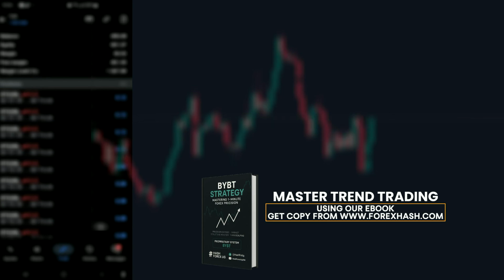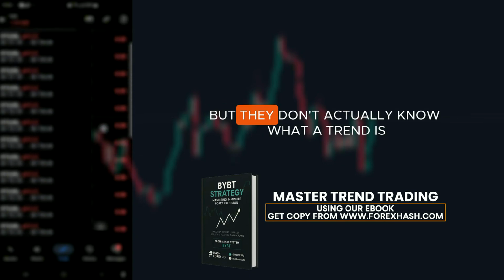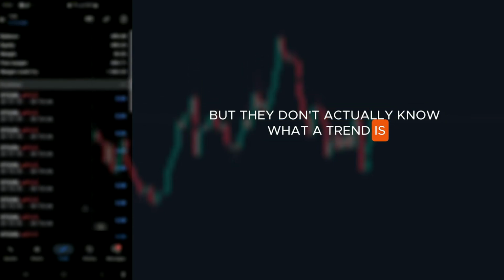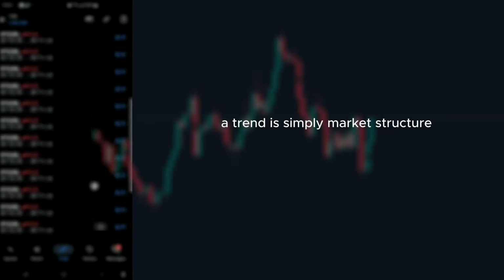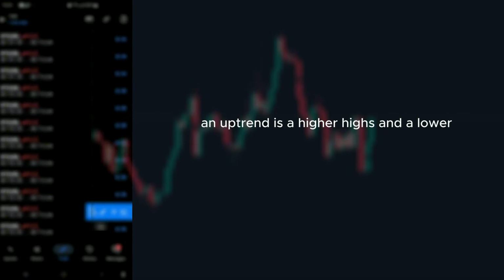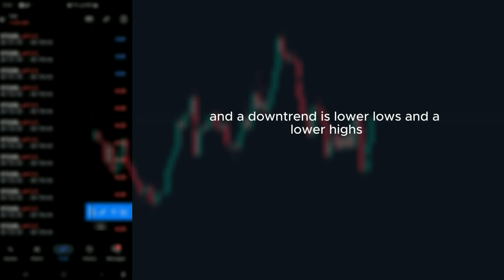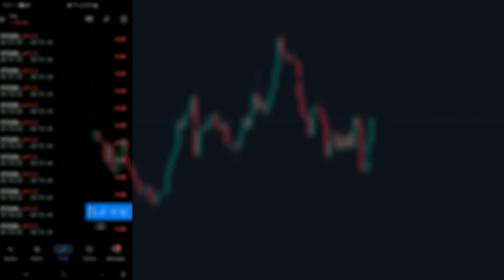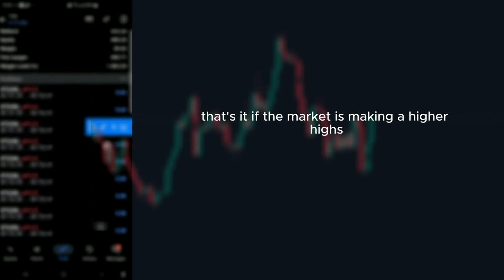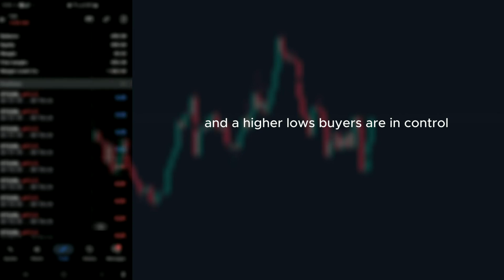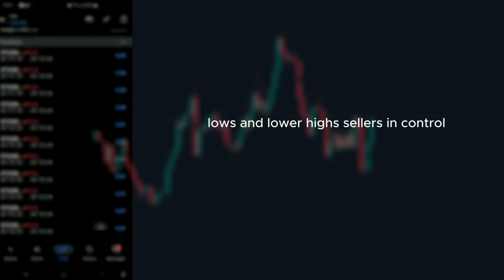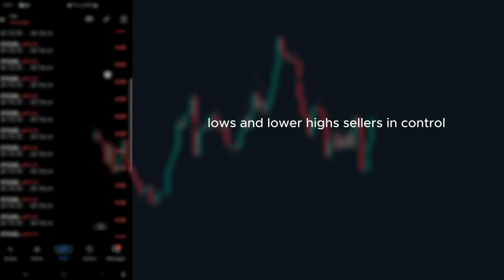So first things first, a lot of traders say that the market is bullish or the market is bearish, but they don't actually know what a trend is. A trend is simply market structure. An uptrend is higher highs and higher lows, and a downtrend is lower lows and lower highs. That's it. If the market is making higher highs and higher lows, buyers are in control. And if the market is making lower lows and lower highs, sellers are in control.